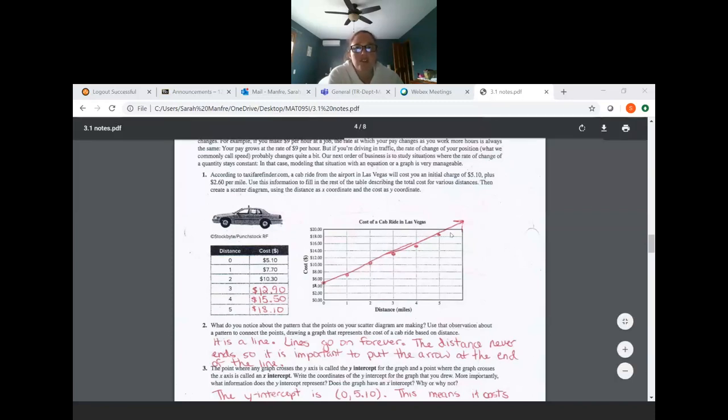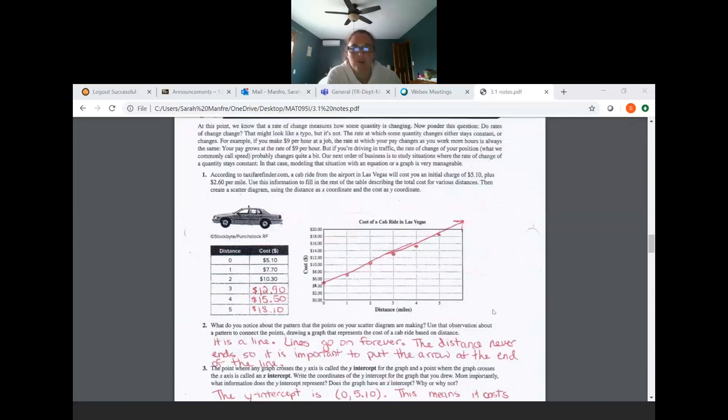The one thing that I do want to stress is make sure that you do have your arrow, because the distance could go on forever. We don't know when this cab is starting. So that's the one thing that's important. What do you notice about the pattern of the line that you're making? It is a line. Lines go on forever. The distance never ends, so that's why it's important that you put the arrow on the end.